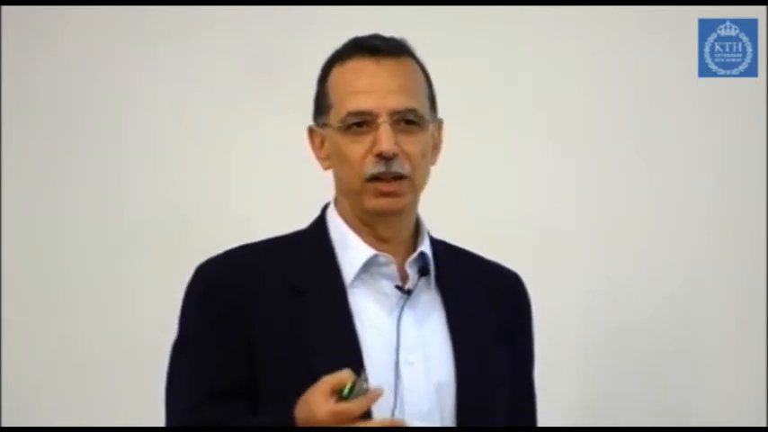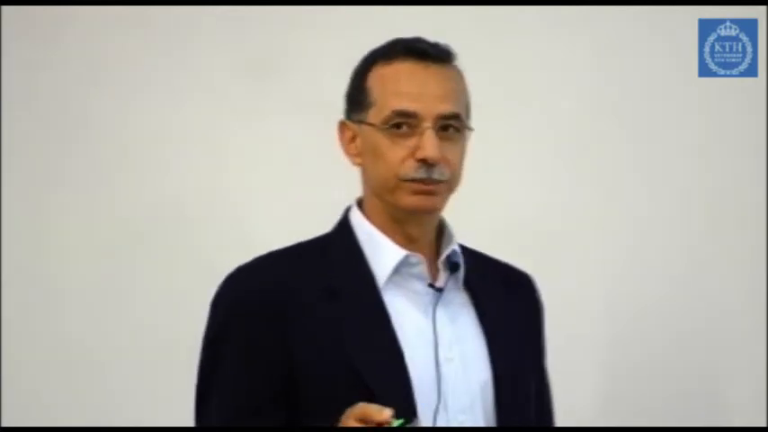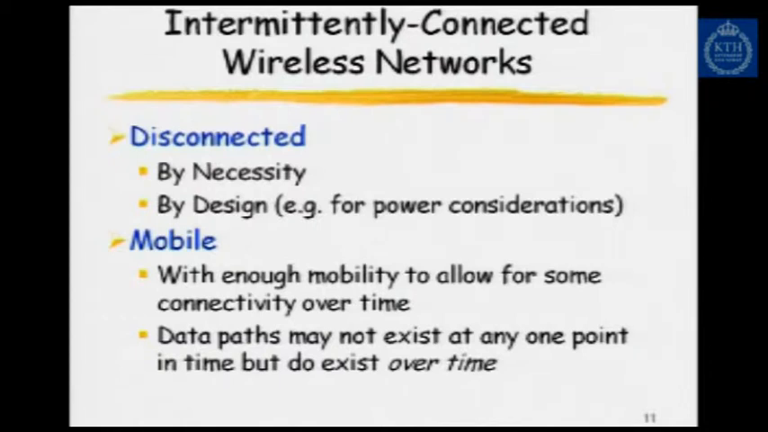So if you take snapshots of these networks, and I'll give you examples of them, they're basically disconnected, sometimes by necessity, or sometimes by design. You turn down the power so the range is not long enough, and so you don't get the connectivity that you would get otherwise. But they're mobile. And in fact, in these kinds of networks, mobility, as you'll see, becomes our friend. Because basically, we like mobility, and mobility is what gives us the ability to move data around in the networks, which is, again, a different mindset.